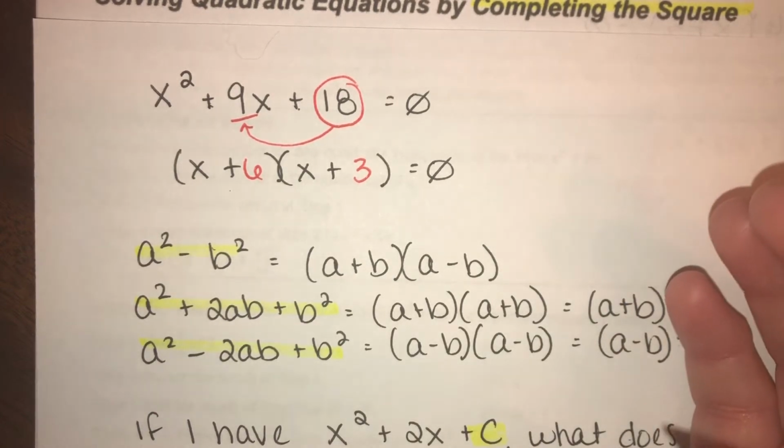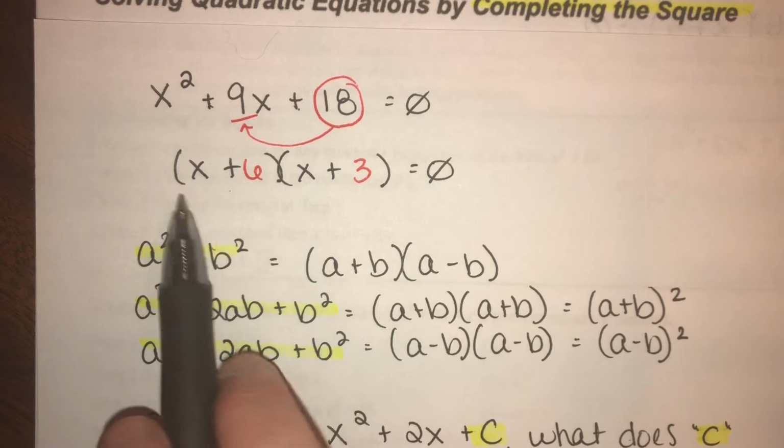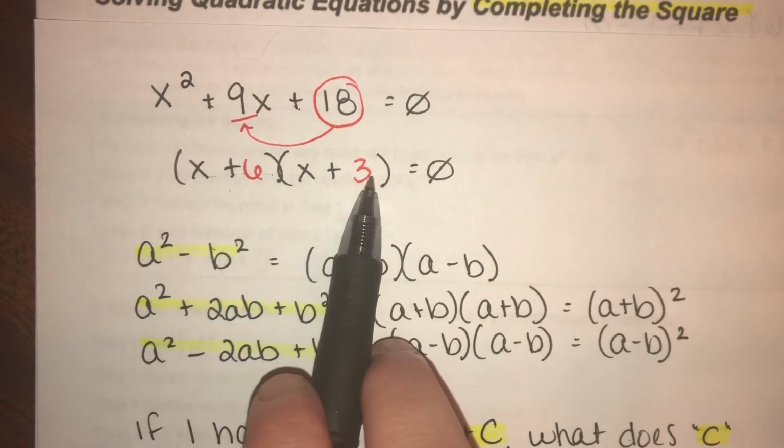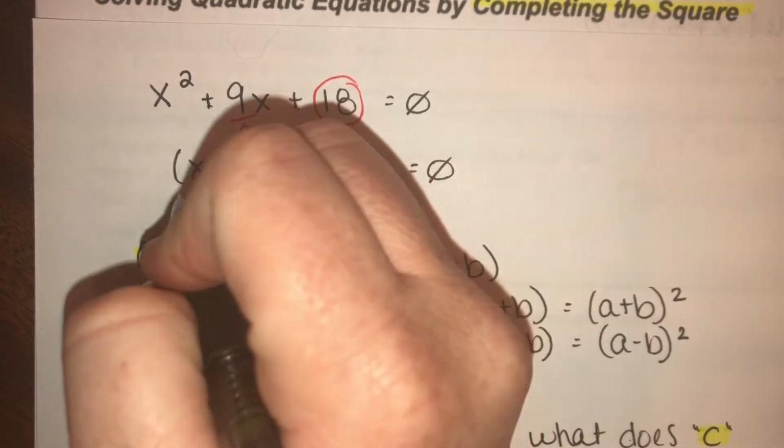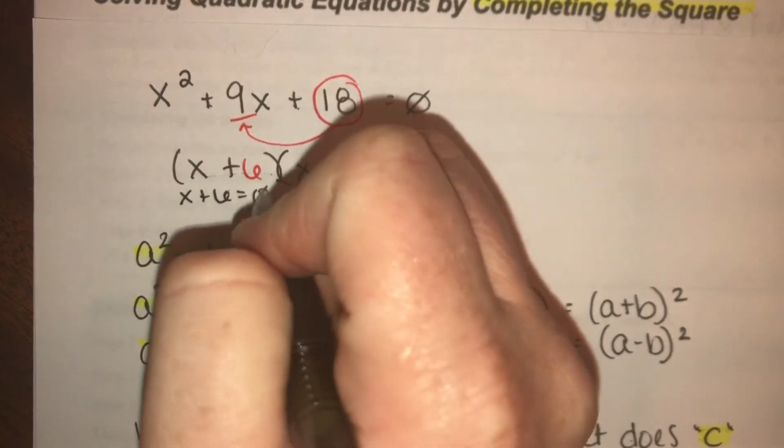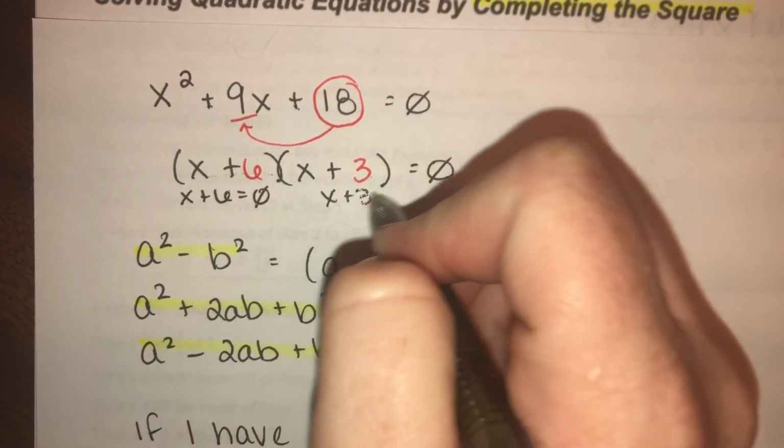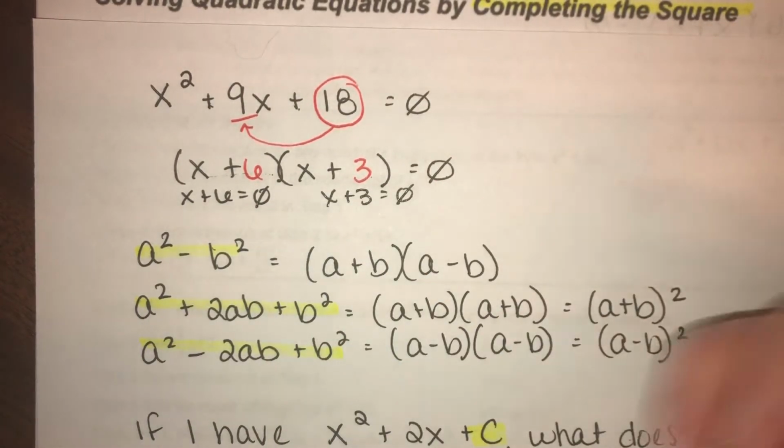If I just had to factor, I'd stop there. If I want to solve, I set each set of parentheses equal to 0. So I'd have x plus 6 equals 0, and x plus 3 equals 0, and then solve for x, right? So I'd get 2 different answers. Then we went over a few shortcuts, right?